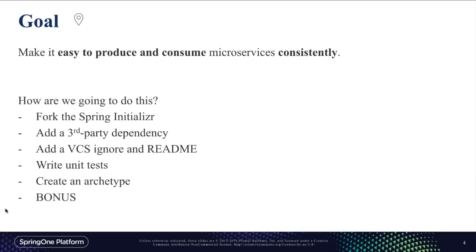All right, so what's the point of this presentation? We want to make it easy to produce and consume microservices in a consistent way. So, all right, that sounds great, but how do we actually go about doing that? Well, what we're going to do is we're going to take the Spring Initializr and fork it.